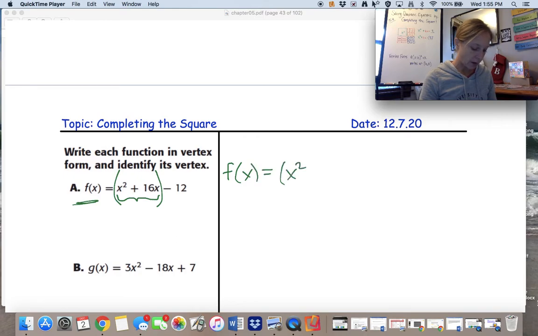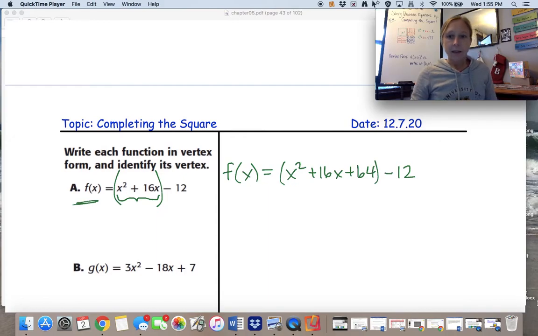So I have my x squared plus 16x plus 64. I've got that minus 12. Now can I just go around adding 64 onto functions? No, I cannot. That's not okay. But I also can't add 64 to the other side. So the only other option I have to keep this balanced and equivalent is if I just added 64 in these parentheses, I am going to do the opposite and subtract 64 outside of them. I'm going to factor and simplify, and I should be in my vertex form then.